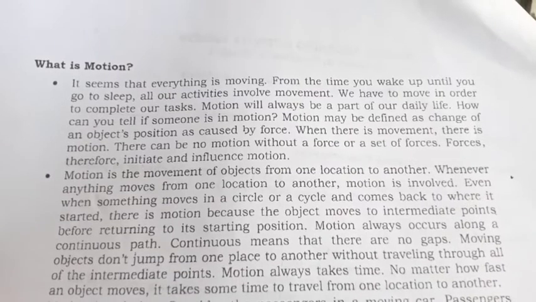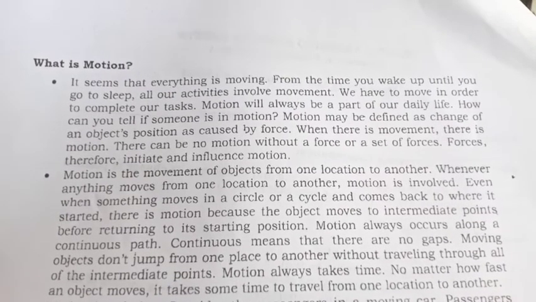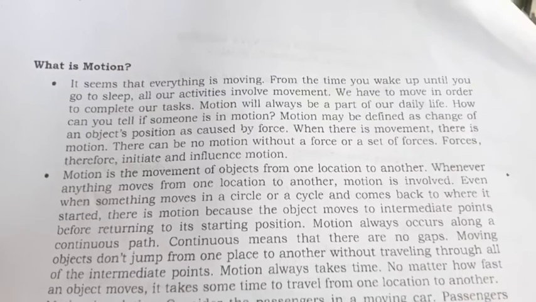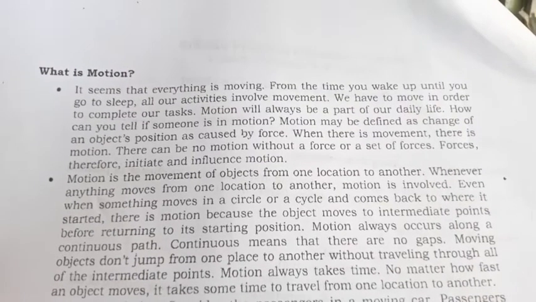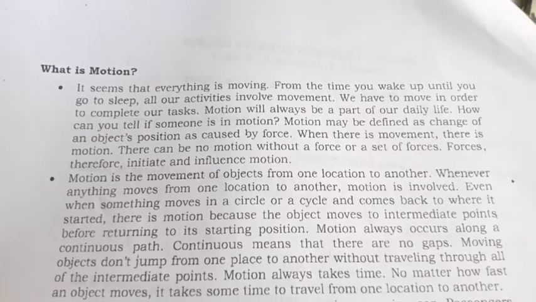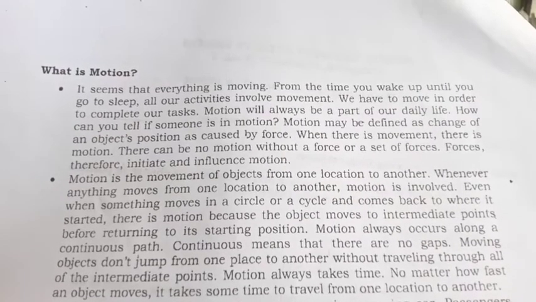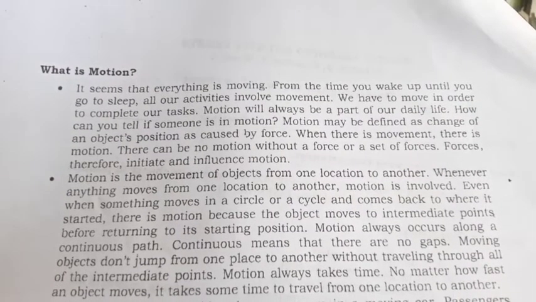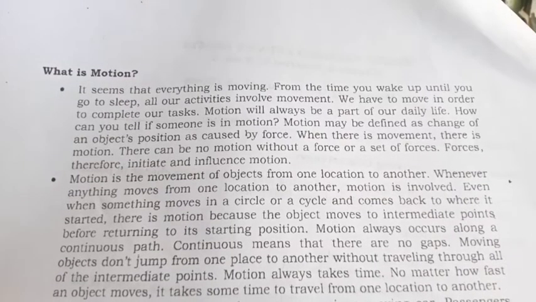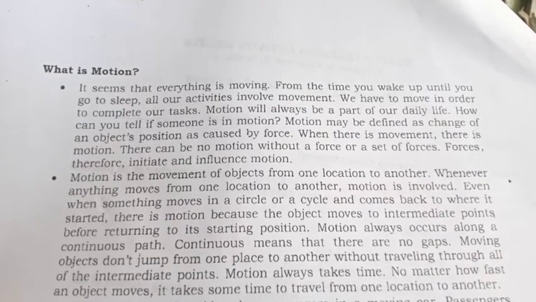Motion is a movement of objects from one location to another. Whenever anything moves from one location to another, motion is involved. Even when something moves in a circle or a cycle and comes back to where it started, there is motion. Because the object moves to intermediate points before returning to its starting points or starting position.